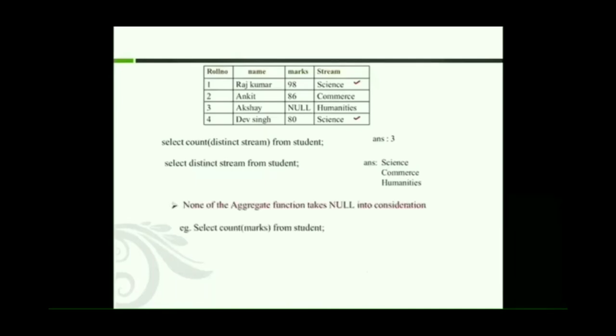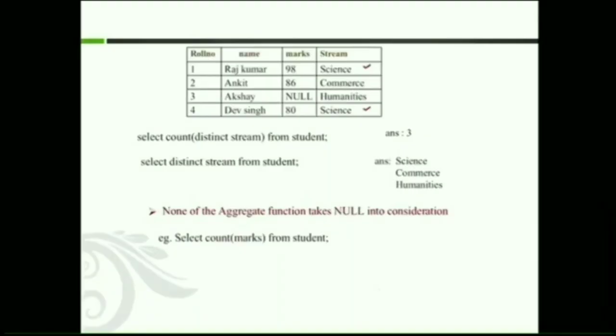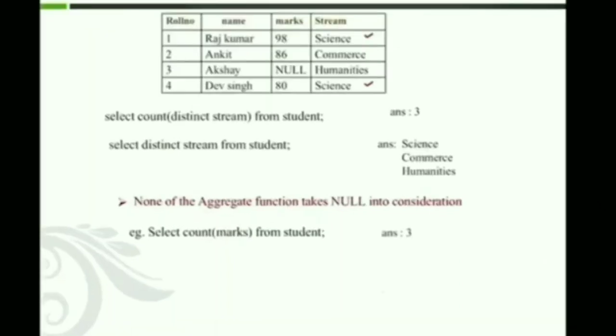Students, one important point of aggregate functions is that none of the aggregate functions takes null into consideration. All null values are simply ignored. For example, select count of marks from student. Here the answer is 3. In the marks column there is a null value but it will not be counted. So all the aggregate functions ignore the null values.